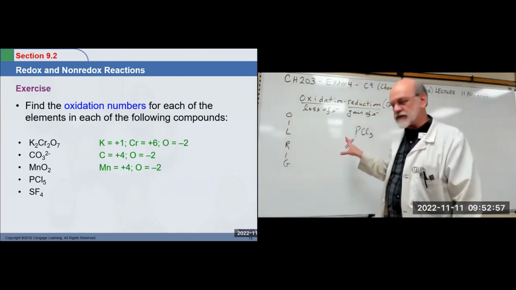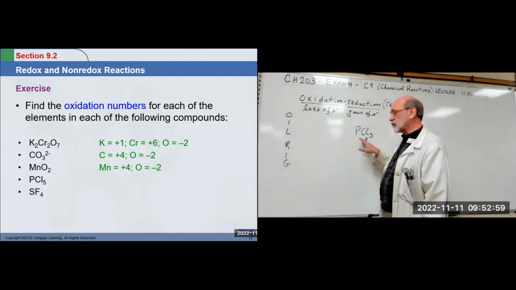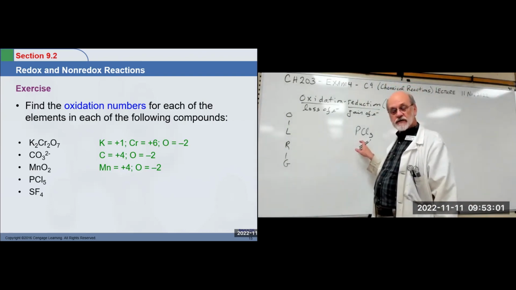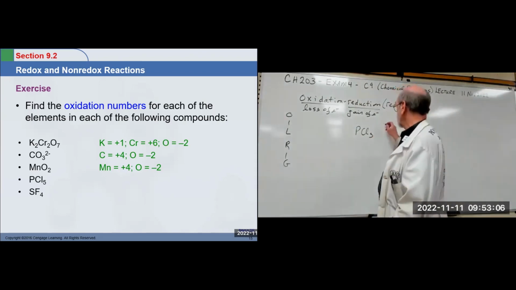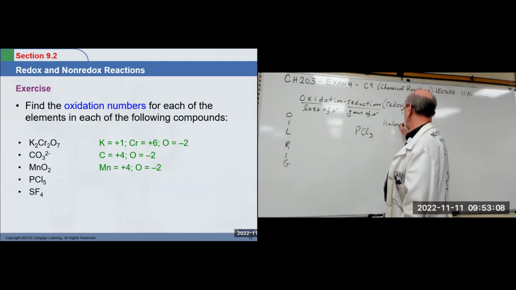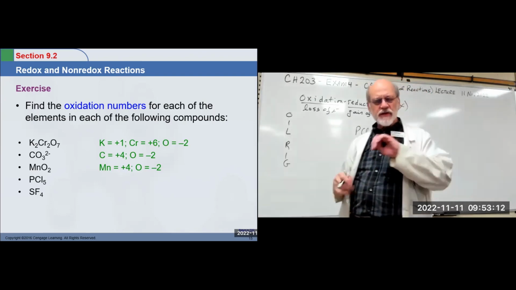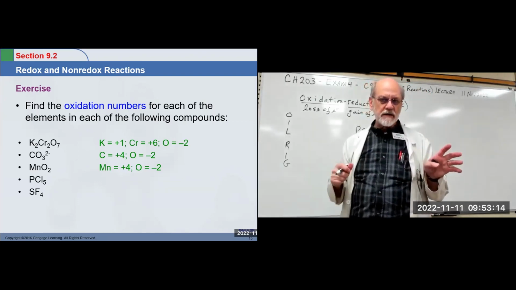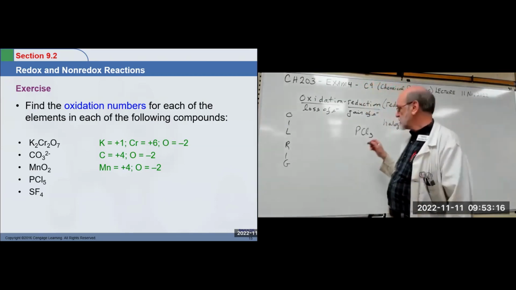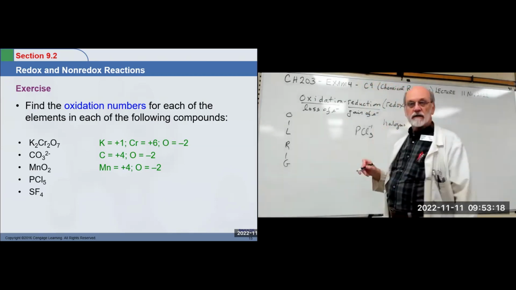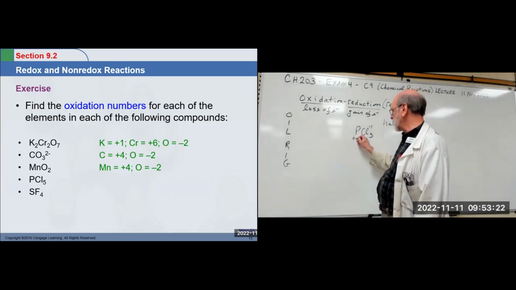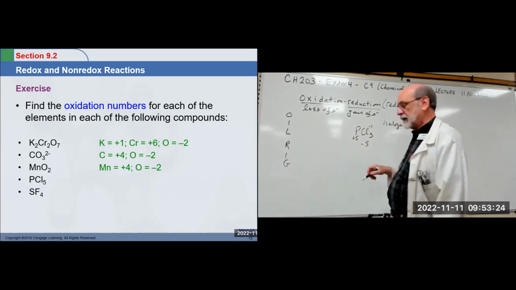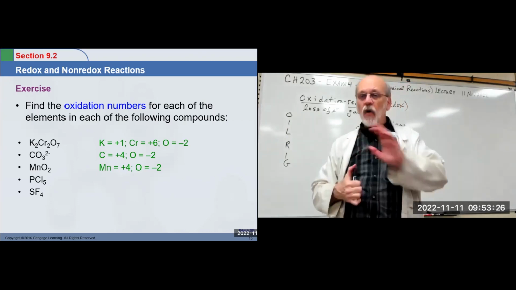When you have to make a choice, this one's going to be the more electronegative, so it's going to be the negative number. And halogens, if they're combined with some other less electronegative element, they are given -1 oxidation number. So that's a -5. This has to be a +5. Fluorine is always -1.